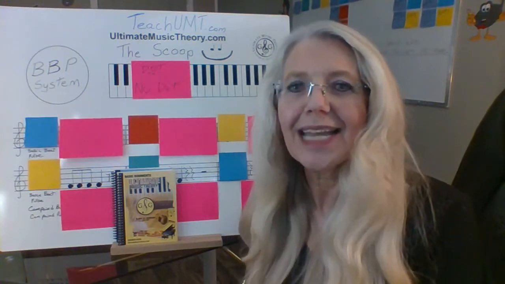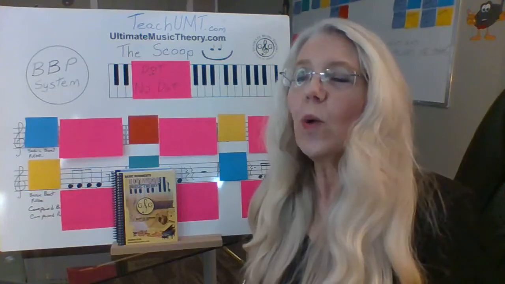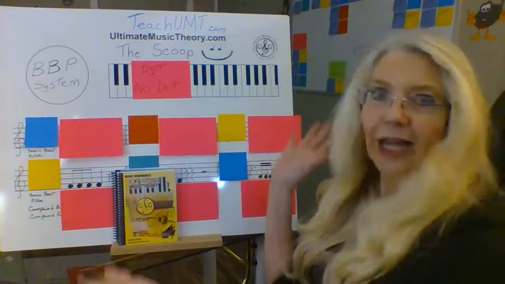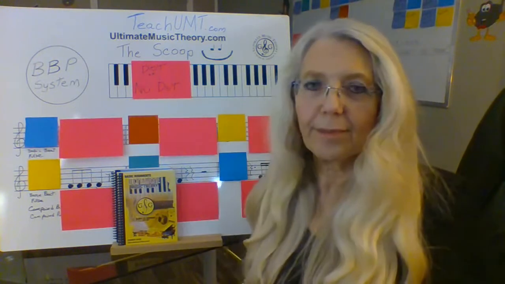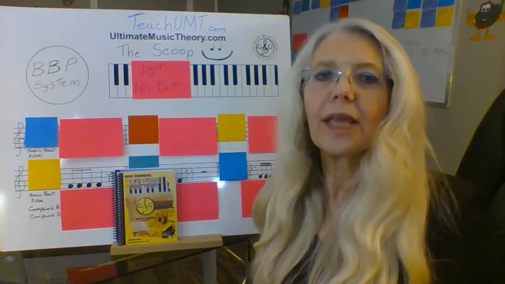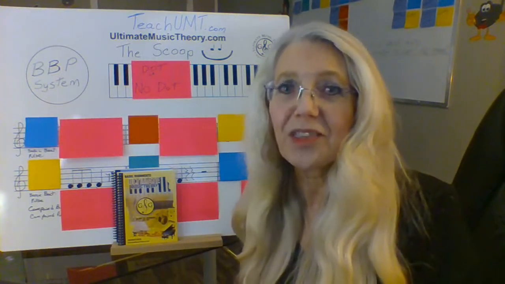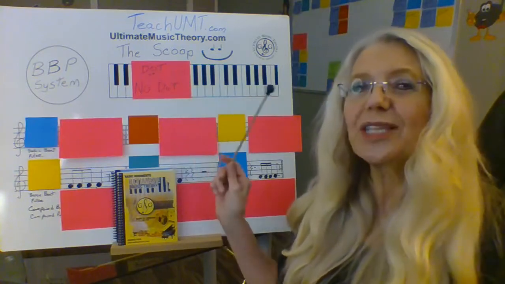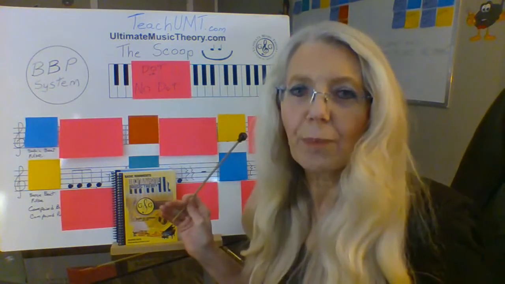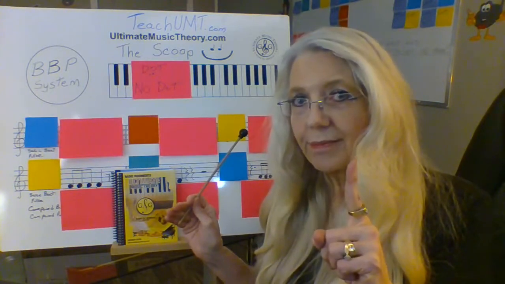We are going to be talking about the scoop. So let's jump in. When we're talking about rhythm, we need to talk about the BBP system. Exclusive to the Ultimate Music Theory program is the scoop. The scoop is a visual representation of one note, just one.